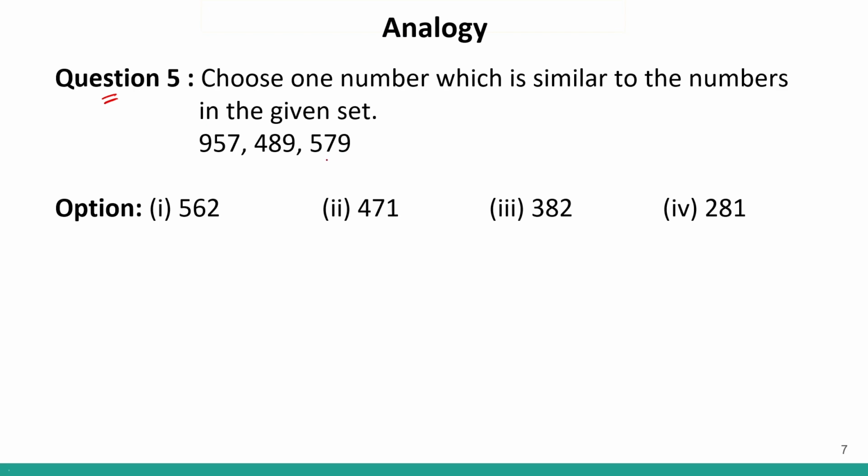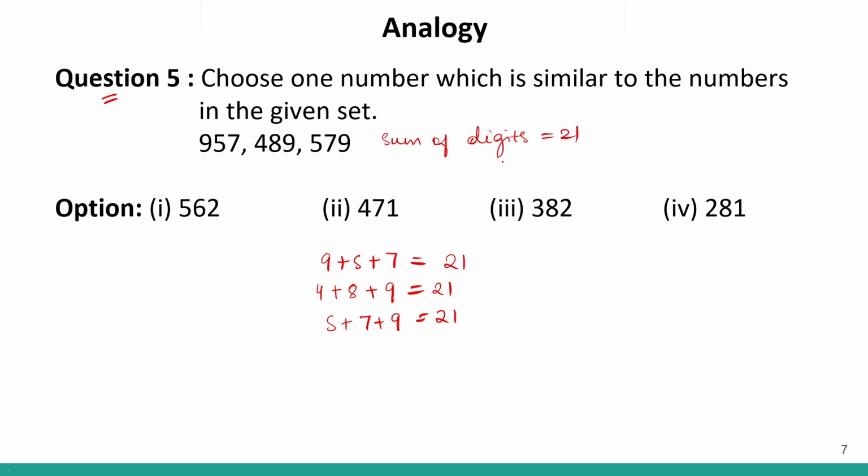Now when we see a 3-digit number, we assume that we are looking for maybe the sum of the digits. So let us try that. 9 plus 5 plus 7 is how much? 7 plus 5 is 12. 12 plus 9 is 21. 4 plus 8 plus 9. 9 plus 4 is 13. 13 plus 8 is again 21. 5 plus 7 plus 9. So 12 plus 9, again 21. That means in each case, the sum of digits is always equal to 21. Correct?